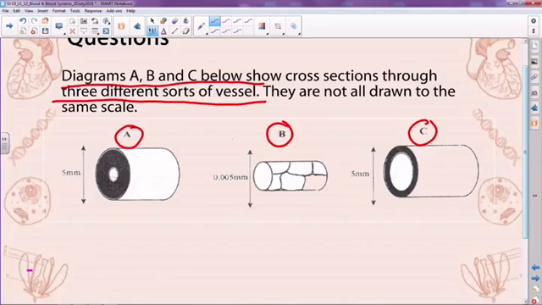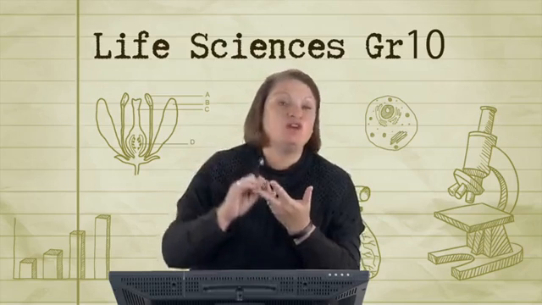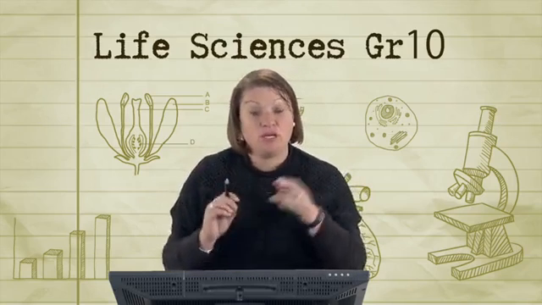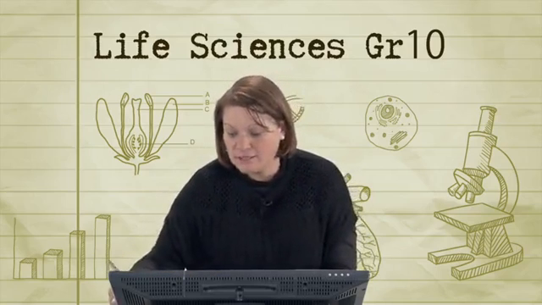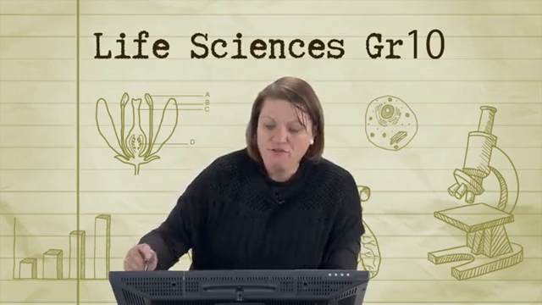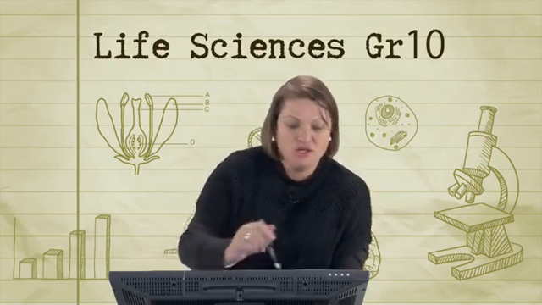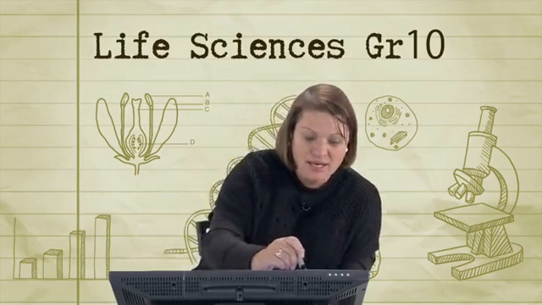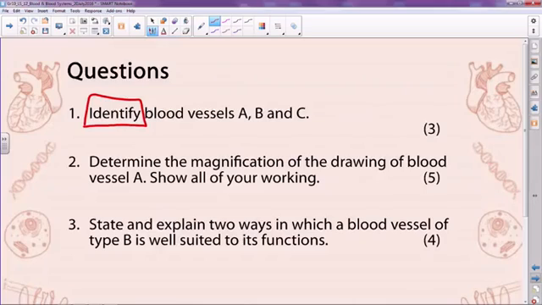Now, obviously, if we have a look at this, what are we going to look at? We're going to look at how small it is or how large it is. We're going to look at the amount of muscle layer. We're going to have a look at the size of the lumen, because that is going to tell us which of the blood vessels it is. Okay, so what is our first question? Aha! Our very first question asks us to identify blood vessels A, B, and C. Okay, so we're going to do that.